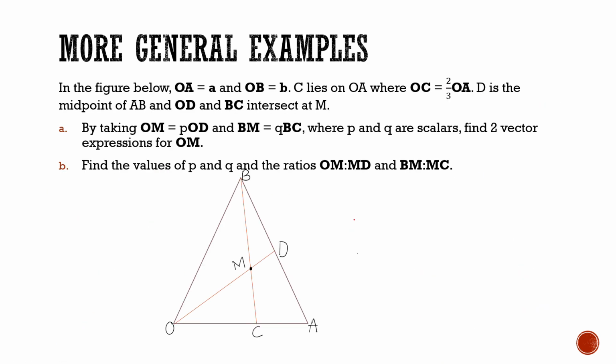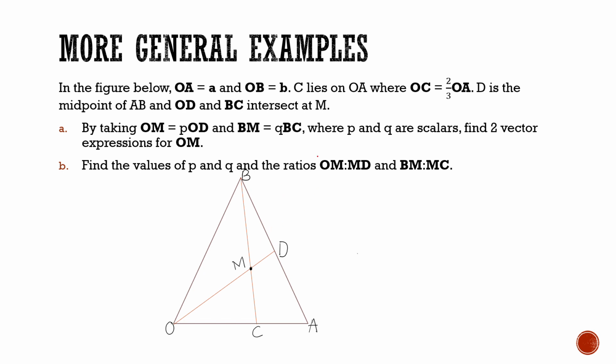Okay, so now let's look at some more general examples, maybe with or without using the ratio theorem, some of which you're familiar with from O level. Let's look at this one. In the figure below, OA is equal to the vector A, and OB is equal to the vector B. When you see it in bold, you know that it represents a vector. C lies on OA, where OC is 2/3 of OA, D is the midpoint of AB, and OD and BC intersect at M.